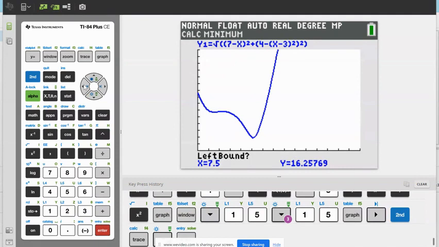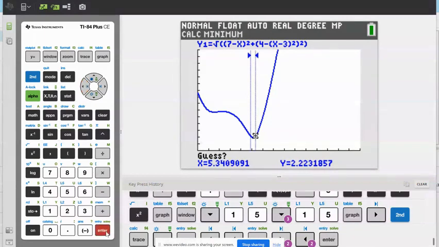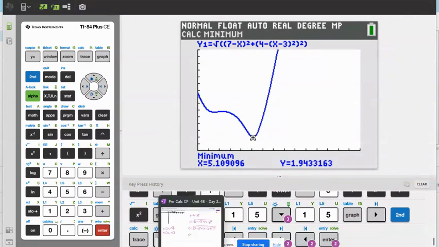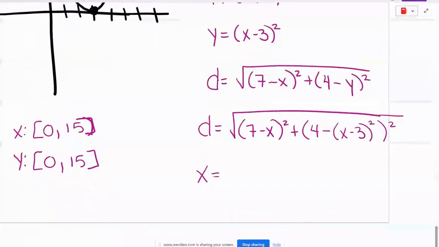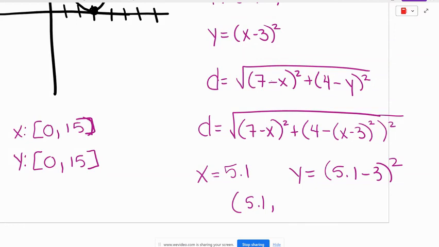Luke, were you able to get it on my calculator? Yours looks a little bit different. Okay, so what did we get? 5.1? Okay. So we're at 5.1, and then our corresponding y value will be (5.1 minus 3) squared. You just have to put that into your calculator. What was it? I don't know. Whatever that was. So we are done here.